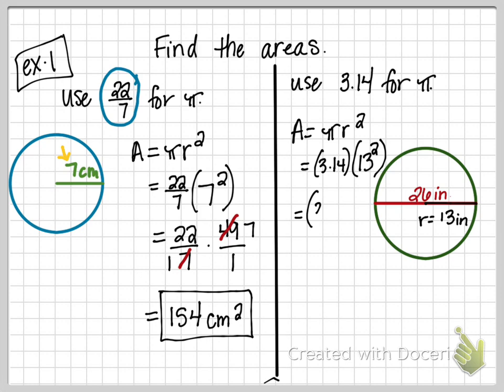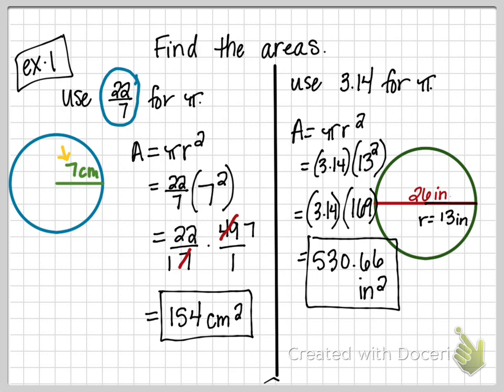Remember, order of operations, the first thing we'll do is square 13. So don't do 3.14 times 13. That's multiplication. That has to come after the exponent. So exponent first. 13 squared is 169. And then our last step is to do 3.14 times 169, which gives us 530.66, and our units would be inches squared.